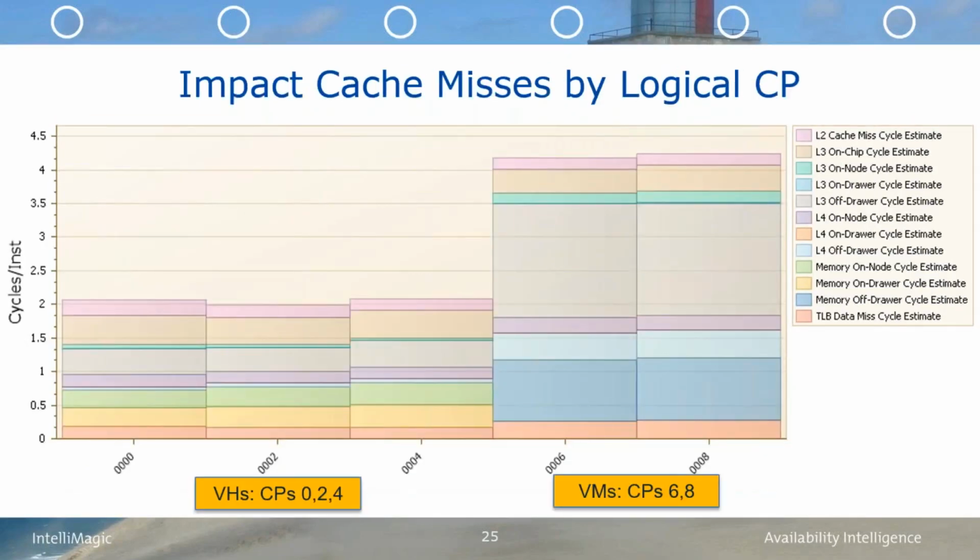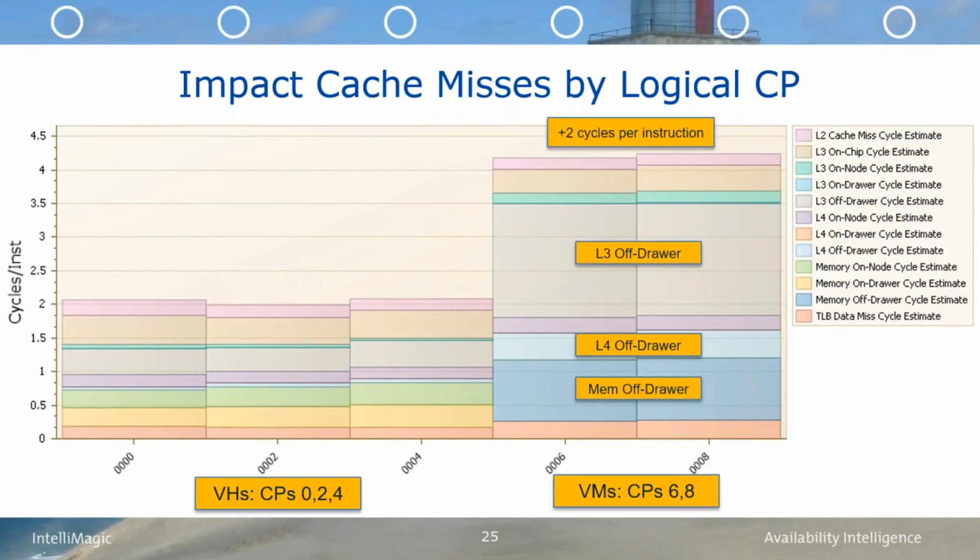And drilling into this cache miss data on System 18 biological CP demonstrates how those off-drawer accesses predominantly occurred on the two vertical medium logical CPs, CP 6 and 8, as we would expect. Note that the work executing on those two vertical mediums required 2 full additional cycles per instruction compared to work executing on the 3 vertical highs due to the adverse LPAR topology.